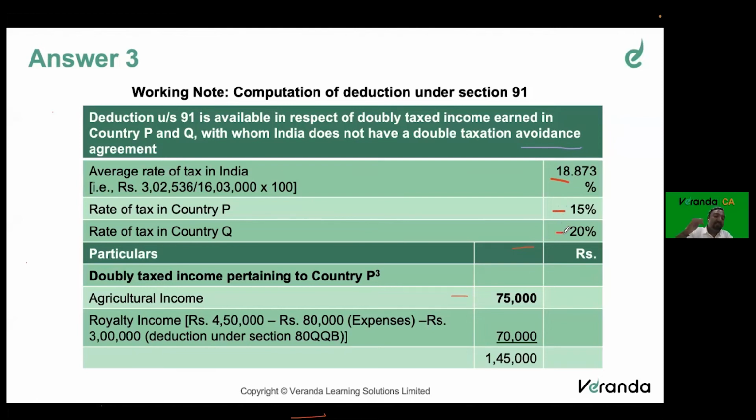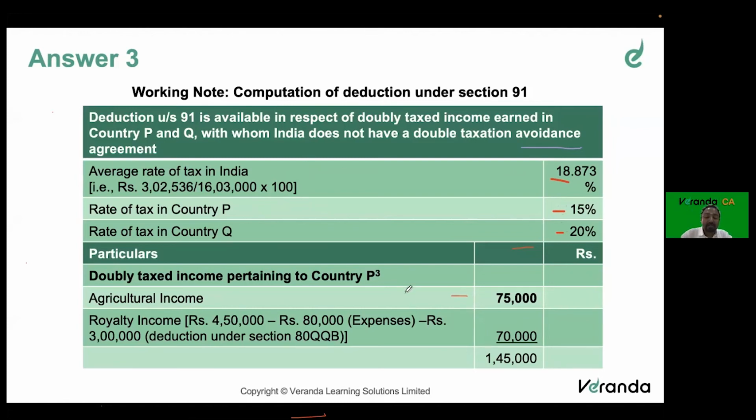Now, we said whichever is lower. In country P, it is P's rate which is lower. In country Q, it is the Indian rate which is lower. So we'll first compute the foreign tax credit for country P.